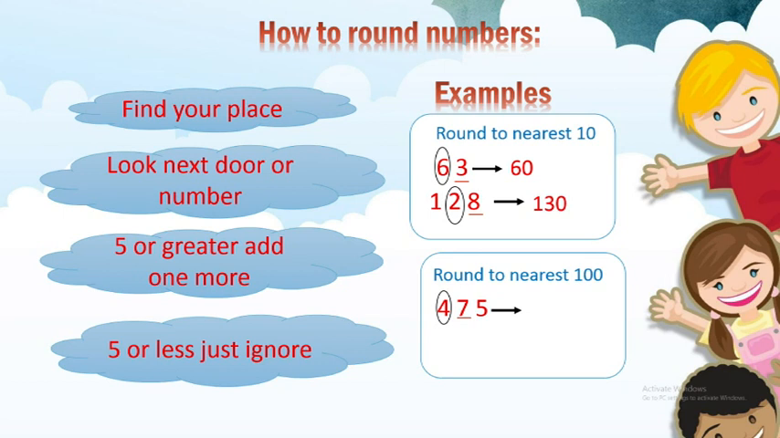The 7 is greater than or less than 5? Very good. 7 is greater than 5. So you have to add 1 to the hundreds place. So the answer is 500. Look at the second one.